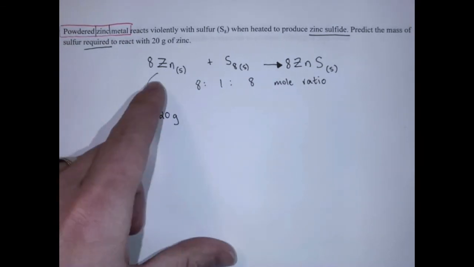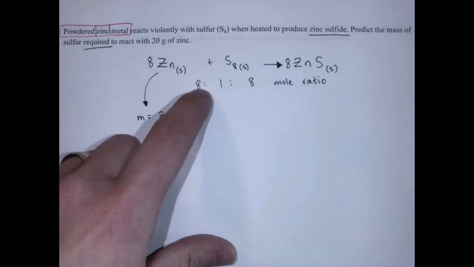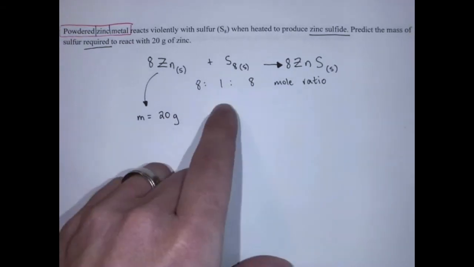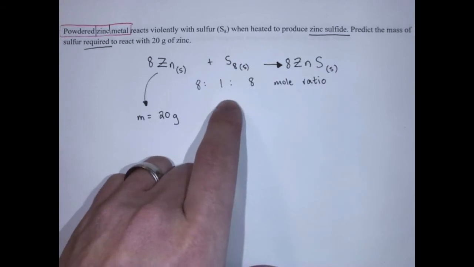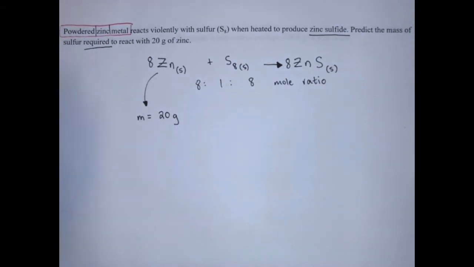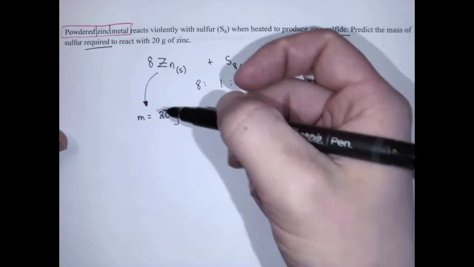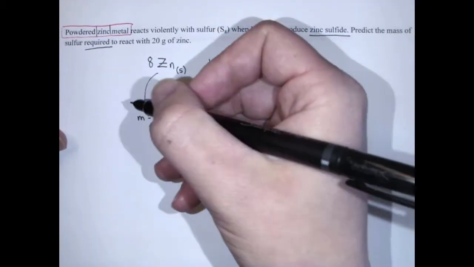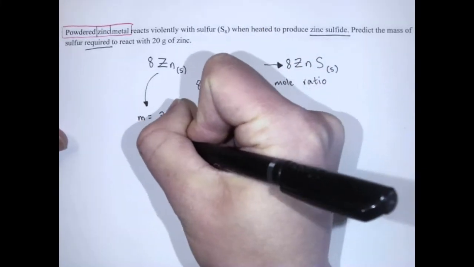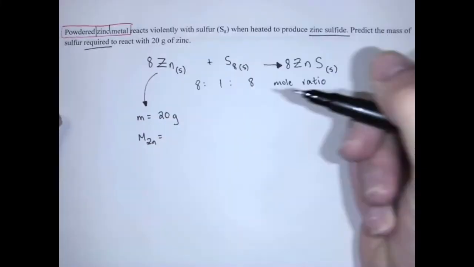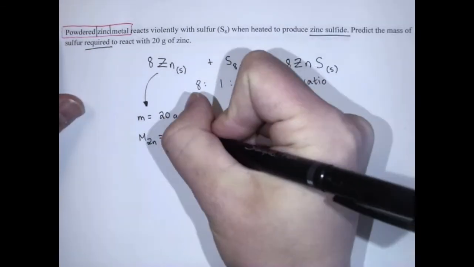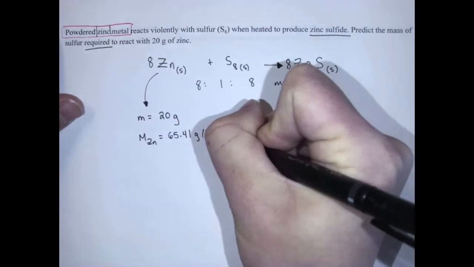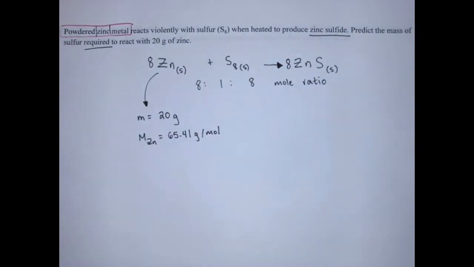Now, I can't just take mass and plug in these mole ratios to convert directly between masses. Remember, because these are mole ratios, we can only use them to convert between moles. So what I need to do with my mass is actually convert it into moles of zinc. And I can do that by taking the molar mass of zinc. And the molar mass of zinc is 65.41 grams per mole.